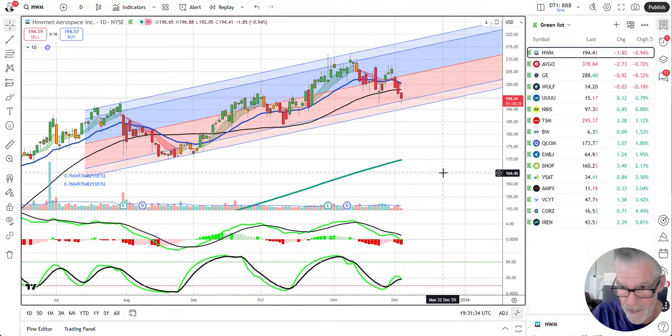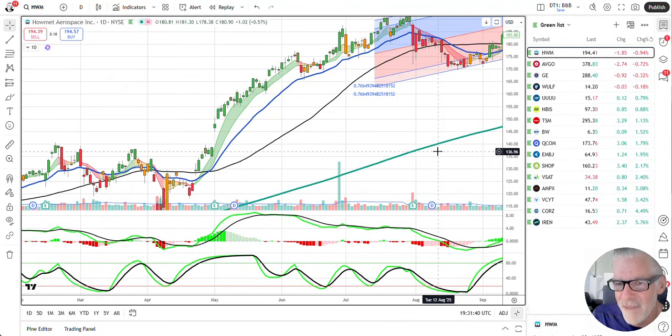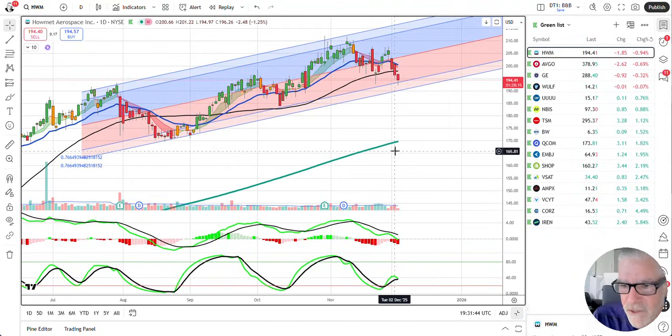I talked about this one several months ago when the stock was way down here, on the IBD Live show. So I've got an IBD Live appearance coming up fairly soon. I'll let you know in the room when that happens.